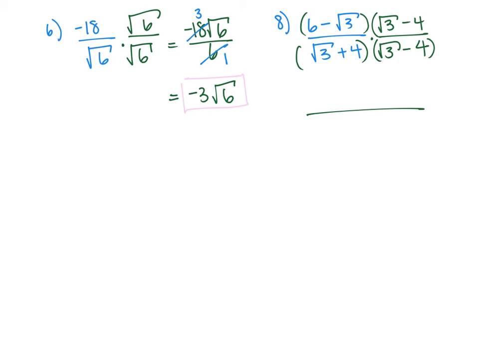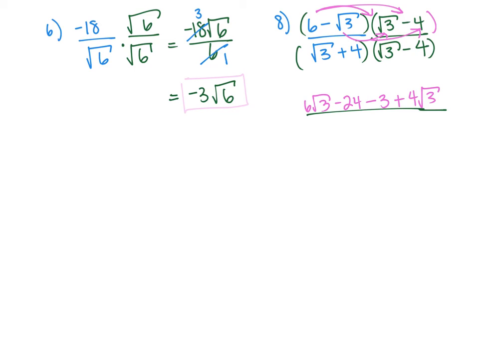So for the top here, I'm going to be multiplying the 6 in for the square root of 3, so that's 6 square root of 3. 6 times -4 gives me -24. Negative square root of 3 times square root of 3 gives me -3. And then last but not least, a negative times a negative makes a positive. And then square root of 3 times 4 gives me 4 square root of 3. So looking at this, I'm done with the top.